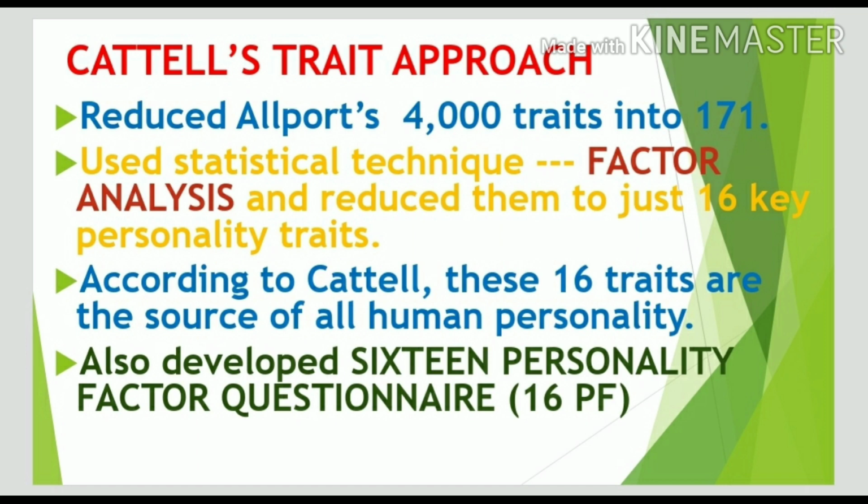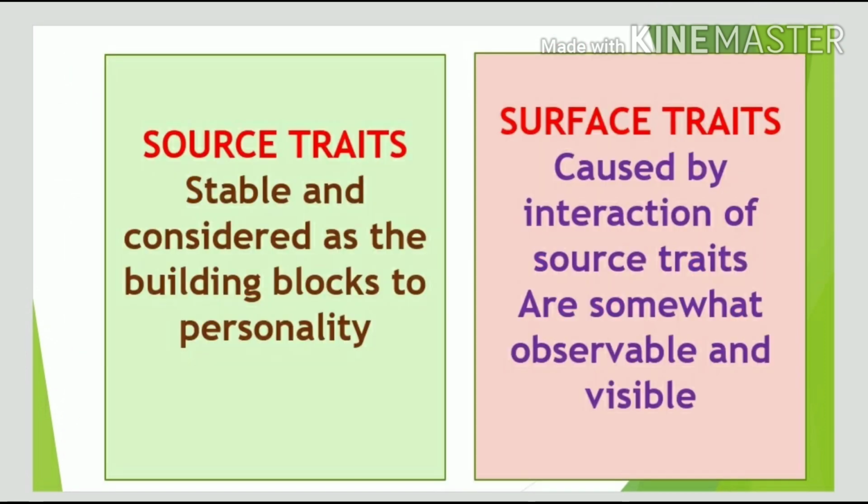And then he also developed one of the most widely used personality assessments, known as the 16 Personality Factor Questionnaire, that is 16PF. And in his approach, he classified traits as surface traits and source traits. Cattell found 16 source traits, which are also known as primary traits, and they are stable. They remain the same and are considered the building blocks of personality. All these traits form part of an individual's personality. And surface traits are caused by the interaction of these source traits.